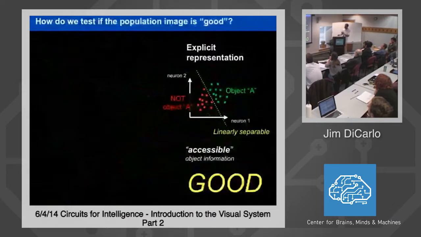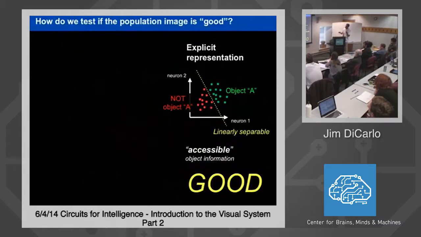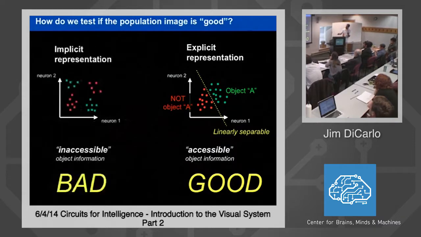And remember, the goal is to test how good this is for doing the task, being accessible, linearly separable, separating, say, object A from not object A. I'll show you those categories in a minute, versus something that was more inaccessible or tangled. Here's this sort of XOR layout, which is not easily accessible. So good, bad. Simple idea, ask how well you can do this.